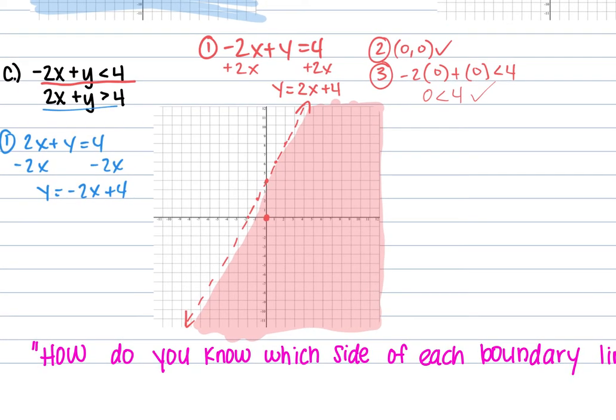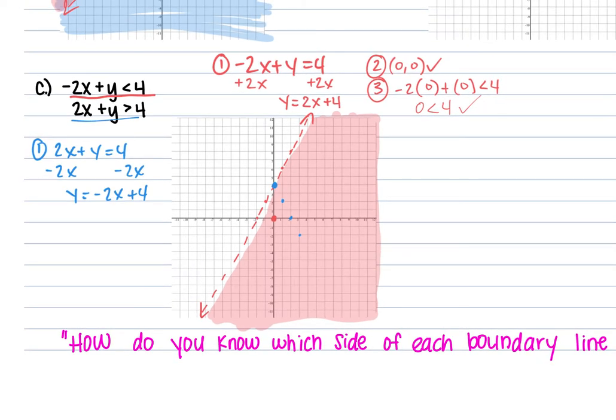We're going to start at 4 again. We're going to go down 2 to the right 1, down 2 to the right 1, down 2 to the right 1. And then we're also going to draw a dotted line because it was greater than, okay? Not equal to. And we're going to draw a dotted line down like this. Beautiful.